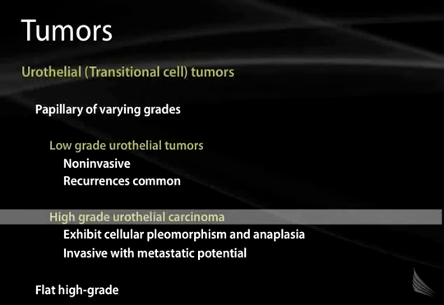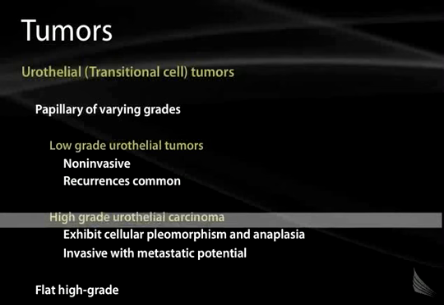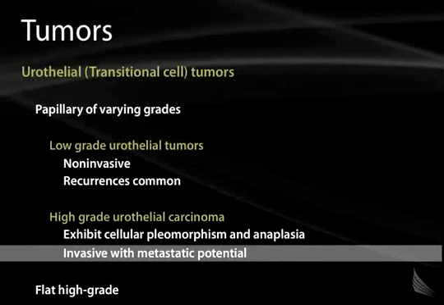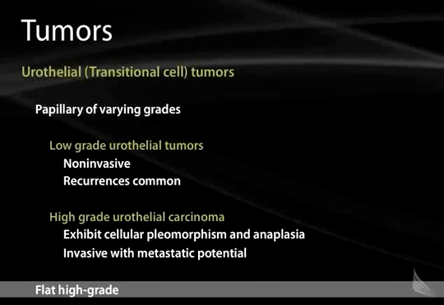High-grade urothelial carcinomas share similar features to other high-grade tumors elsewhere in the body. That is, you will see cellular pleomorphism and anaplasia, large atypical cells, often with high nuclear cytoplasmic ratios, bizarre cellular shapes, and bizarre nuclear shapes. The concern here is that these tumors are invasive and have the potential to metastasize. Flat tumors will generally be considered automatically to be high-grade transitional cell carcinomas.